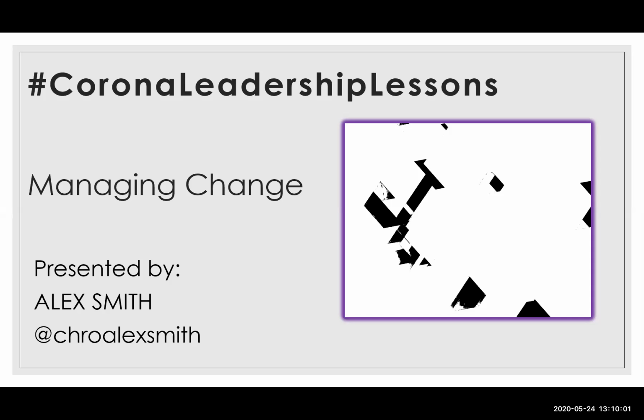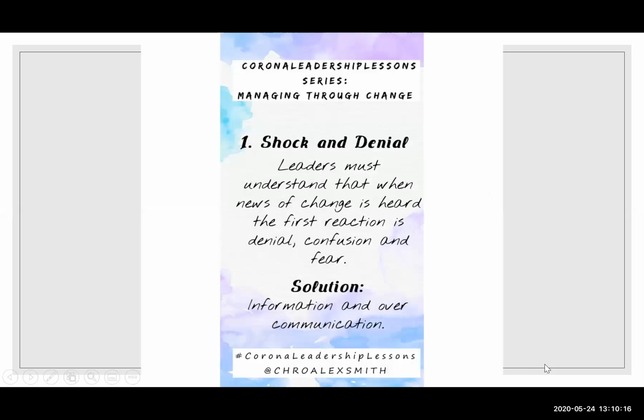So let's talk about managing change. It is a curve, and there are ups and downs with it. Starting with the first area that people really think through in managing change is that first announcement, the announcement of the change. The first reaction you get from individuals is shock and denial. You'll get denial, confusion, and fear from people almost instantly because they are going from what they already know to this unknown, brand new thing.